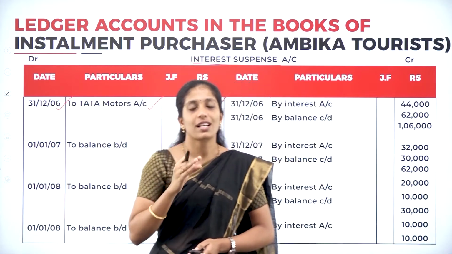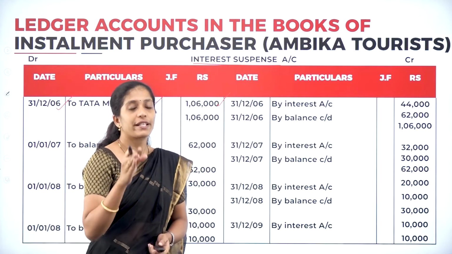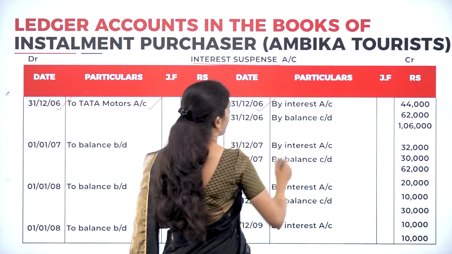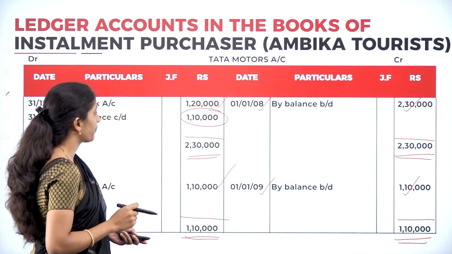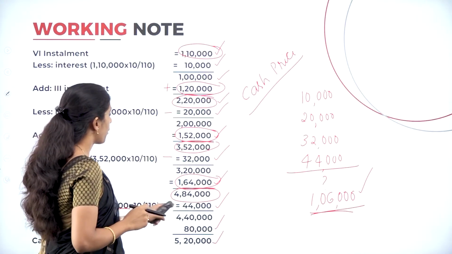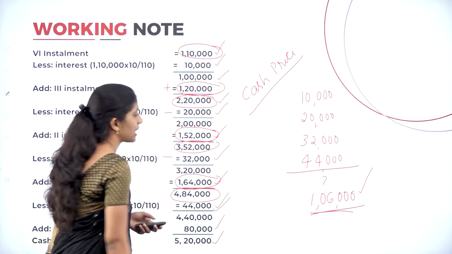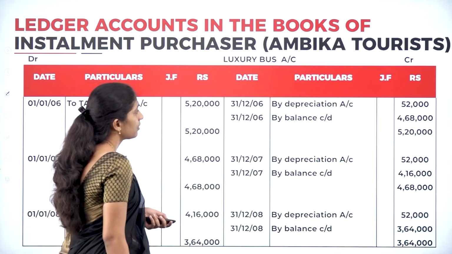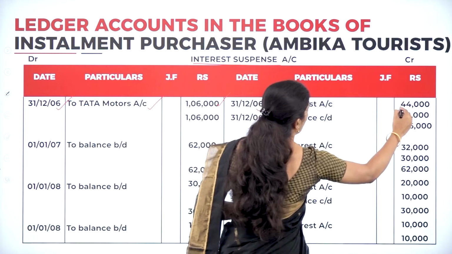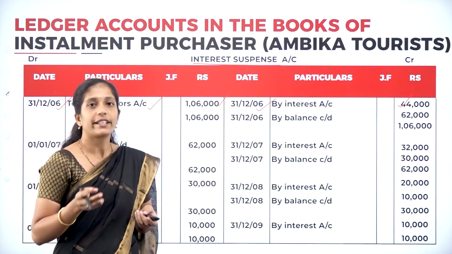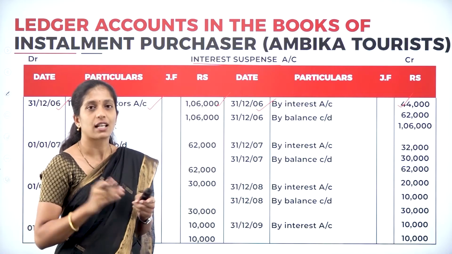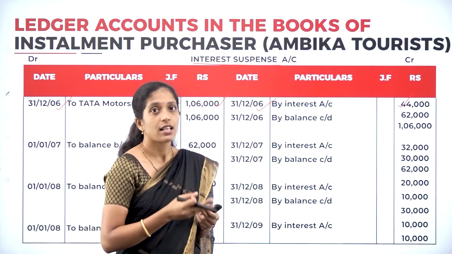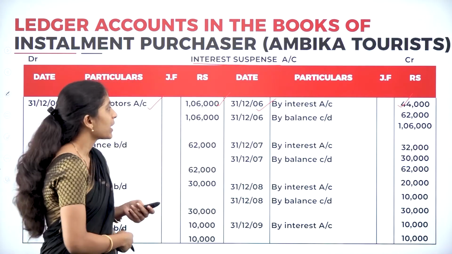The next entry in the interest suspense account is for interest due. So interest account debit to interest suspense account. How do you record? First year, by interest account. So what is the first year interest? The first year interest is 44,000. So we have to transfer this interest, 44,000. So record that 44,000. Next, there is no other entry which comes under the interest suspense account. Only 2 entries in the first year, that is for the purchase of the asset, and the next is for the interest due.